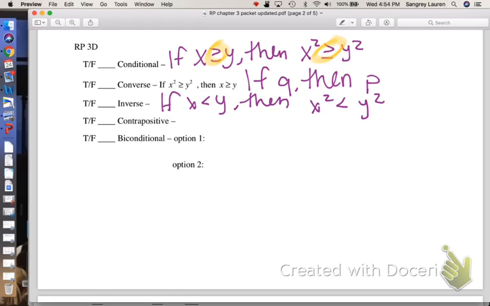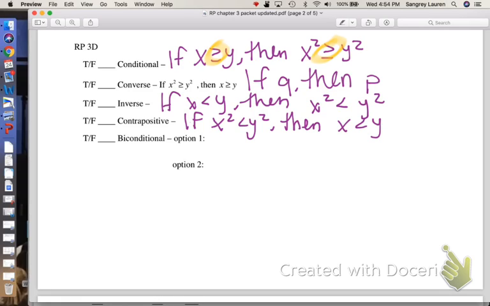The contrapositive is to switch and negate the original conditional, but if we already have the inverse, we've already negated it, so now we could just switch the inverse. So this would be if X squared is less than Y squared, then X is less than Y.